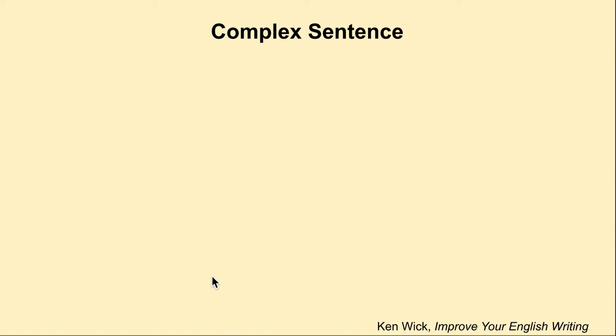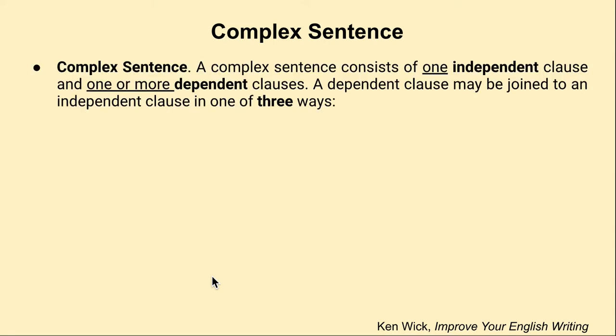So what's a complex sentence? We are on our third one. We did a simple sentence, we did a compound sentence. Now we're on the third type of sentence, a complex sentence. That's where you have one independent clause and one or more dependent clauses. Remember, a dependent clause has a subject and a predicate, or you can just say verb, and it starts with a subordinating conjunction.